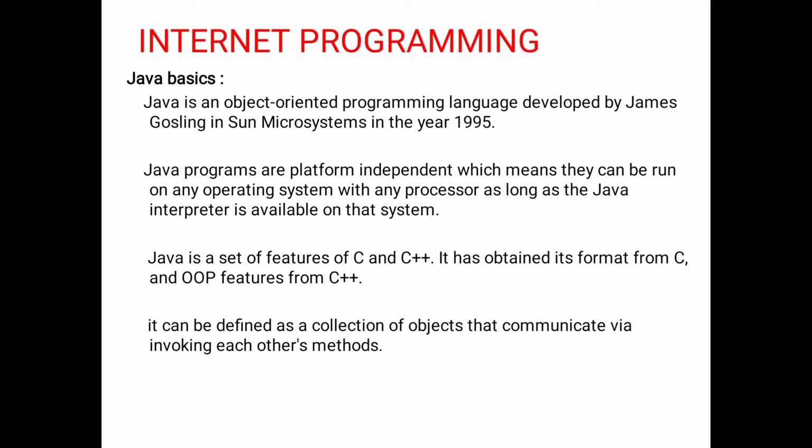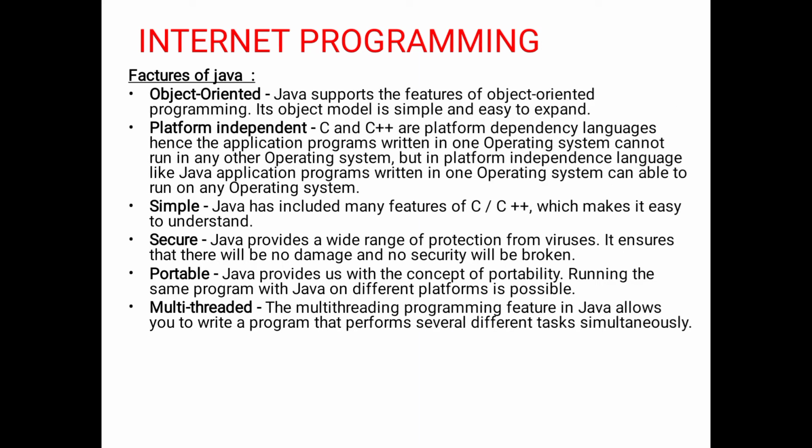So Java is a set of features of C and C++. It has obtained its syntax from C and its OOPS features from C++, right? So it can be defined as a collection of objects that communicate by invoking each other's methods. Okay, it's a collection of objects, and they communicate via invoking each other's methods, right?